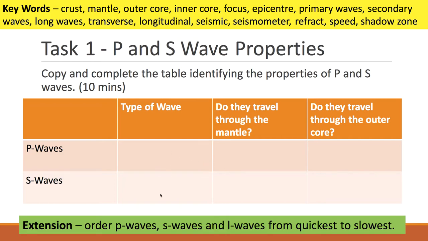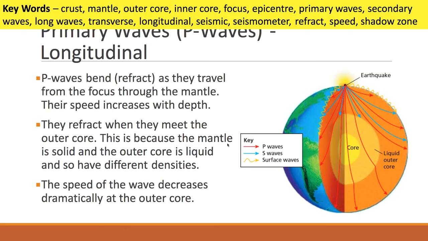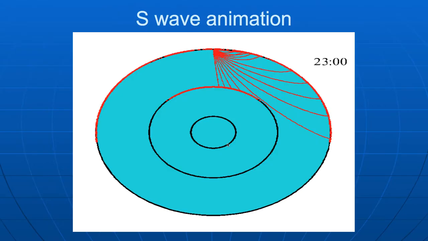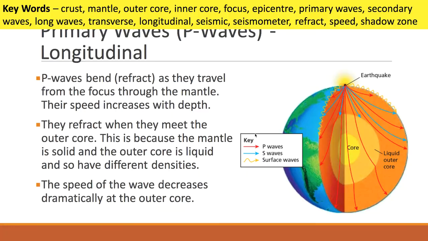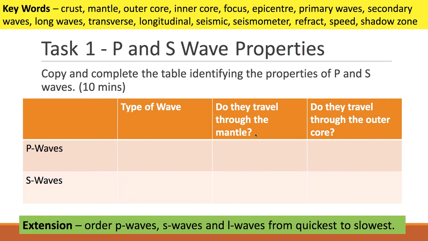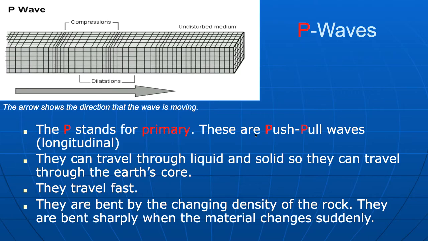The kind of wave that P and S are, do they travel through the mantle? Do they travel through the outer core? Well, let's have a look at this. So, P waves, these are longitudinal waves, and they will travel both through liquid and through solid. So they travel through the entire Earth.